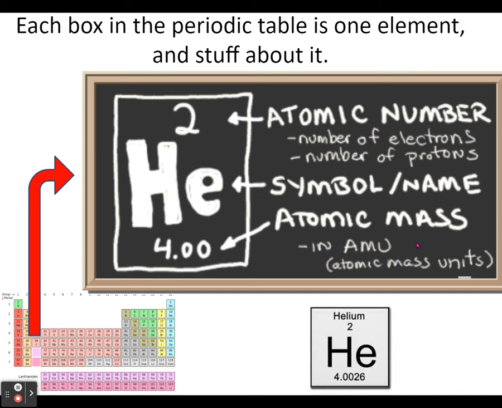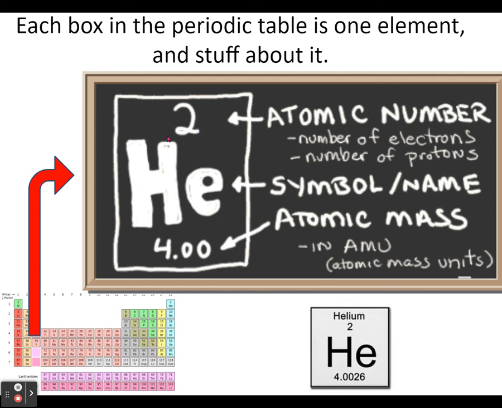Each box in the periodic table, and you may have seen a periodic table in a classroom like mine, it kind of looks like this, and there's a lot of little boxes with stuff in them, and each box has an element in it. So each box in the periodic table has stuff about that element. So here are some things that you do have to know.